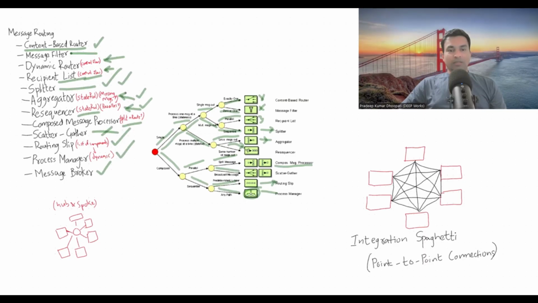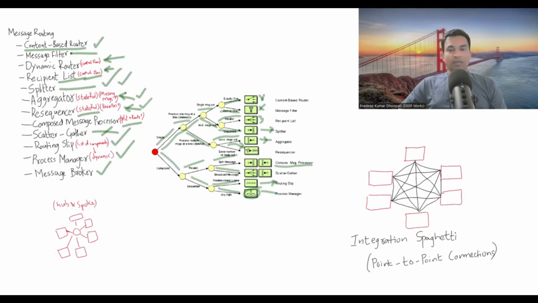Recipient list is again a list of components which we predefine in a list, and the message will be sent to those recipients. And this also can be controlled using a control component at runtime, and update or add or delete a component from the recipient's list based on runtime conditions. And the next router is a splitter.